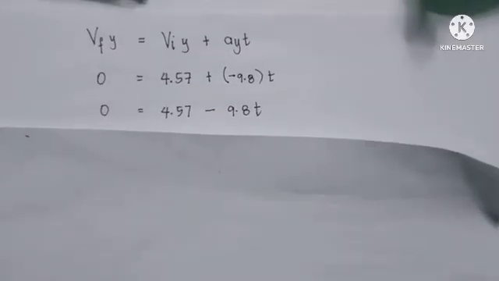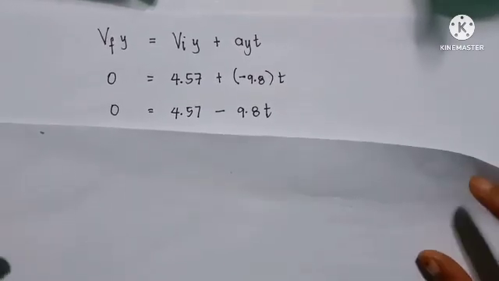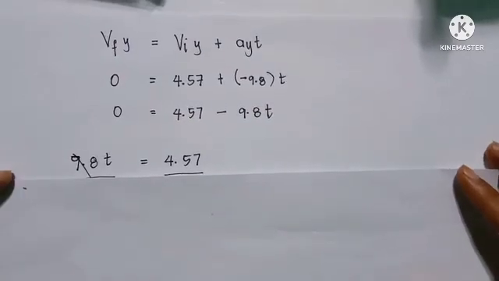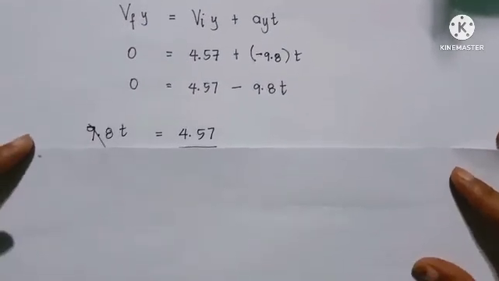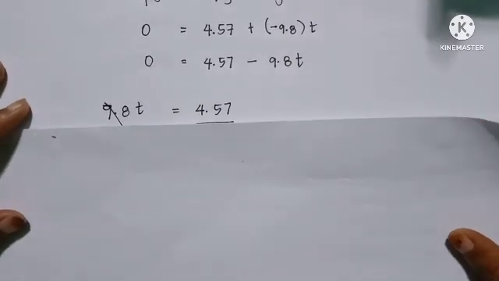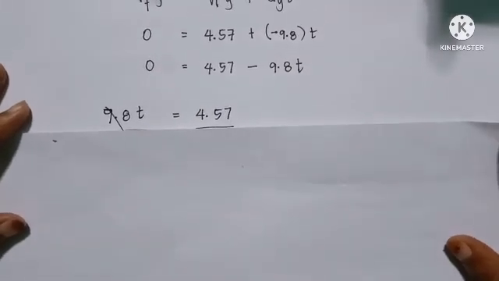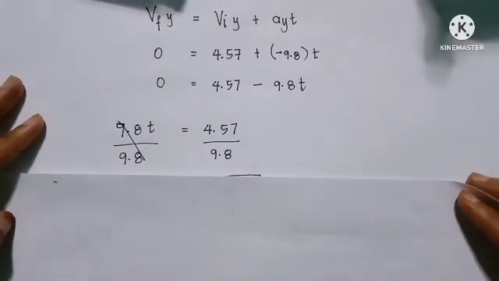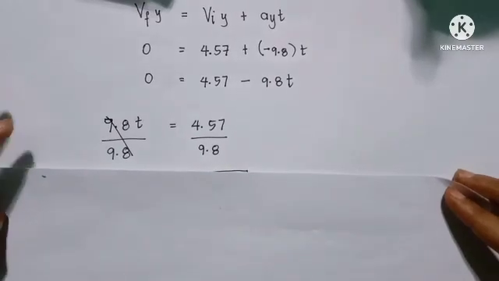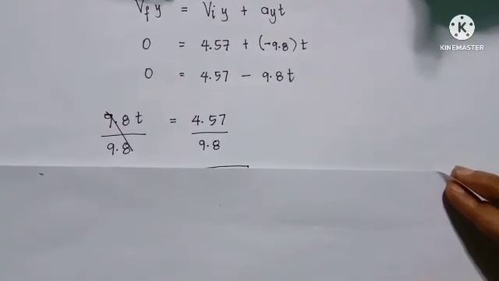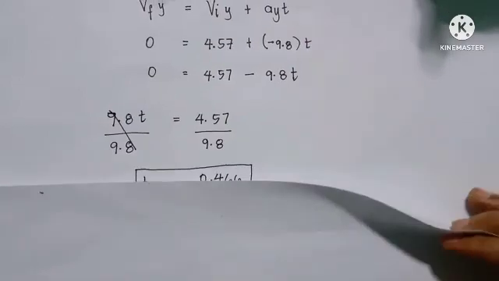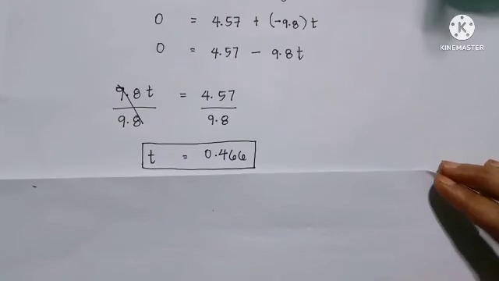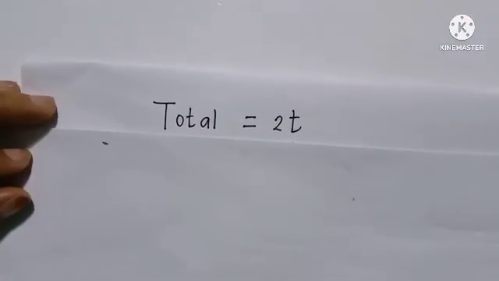We will transpose negative 9.8t to the left side, so it will become positive 9.8t is equal to 4.57. So to get the value for t, we will divide both sides by 9.8. So cancel. The remaining is time, or t, is equal to 4.57 divided by 9.8. So the value for time is equal to 0.466.